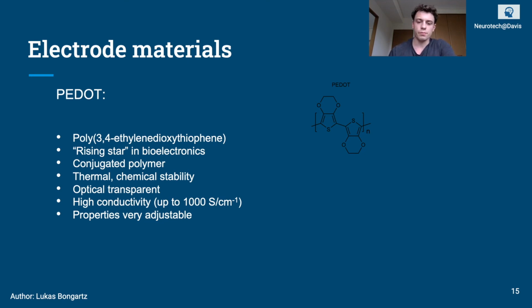In general, PEDOT has quite high stability and it's optically transparent, and it also provides quite a high conductivity for this class of materials. In addition to this, it's quite useful to know that its properties can also be adjusted with varying process parameters. So, for instance, there are different polymerization methods available.